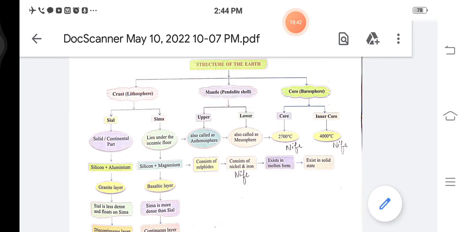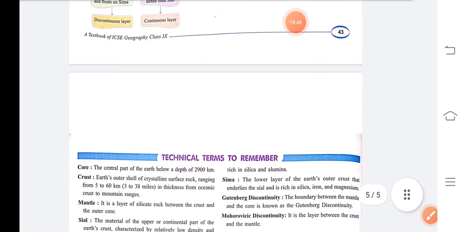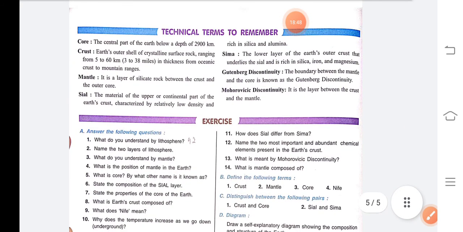So it's quite easy. You have to learn this. This is just the summary of this chapter. These are technical terms, and they are quite important. Many of the students don't learn this, and these are in our question answers also.